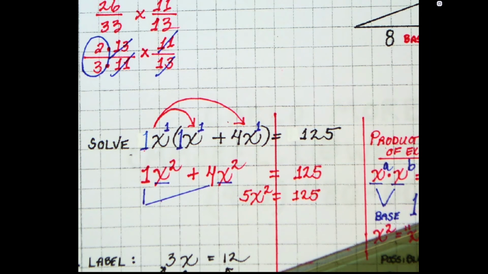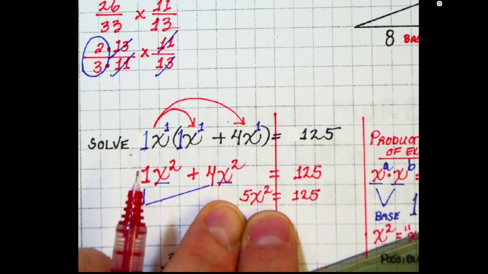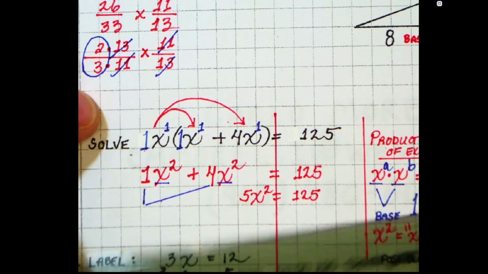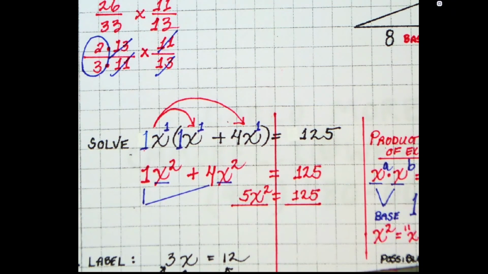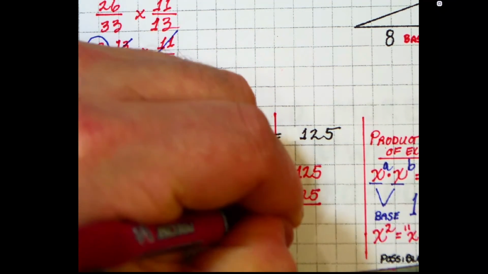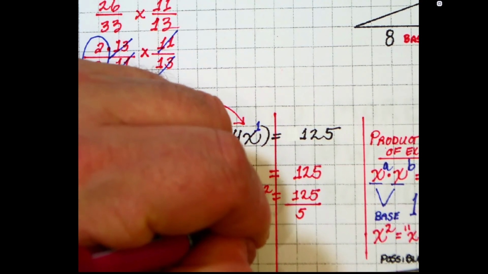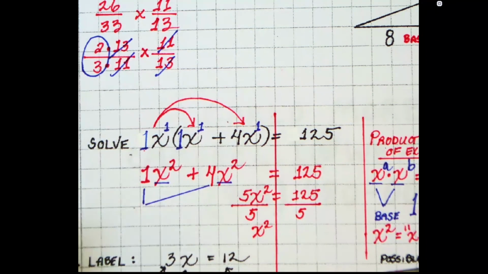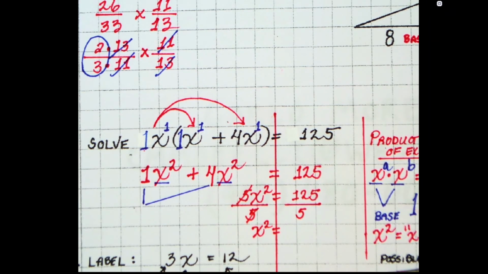So now what we need to do is divide both sides by the coefficient of the variable. So I have the variable x squared. I'm going to divide both sides by that coefficient, which is 5. Okay, so I'm going to divide both sides by 5. So 125 divided by 5 is 25. So now I have x squared, because I cancel these 5s. I have x squared equals 25.